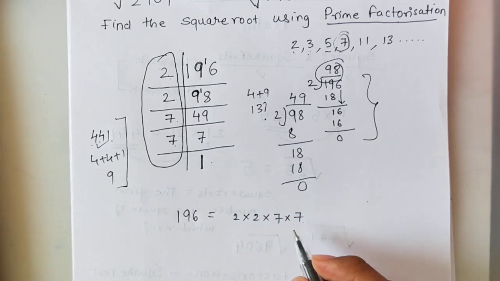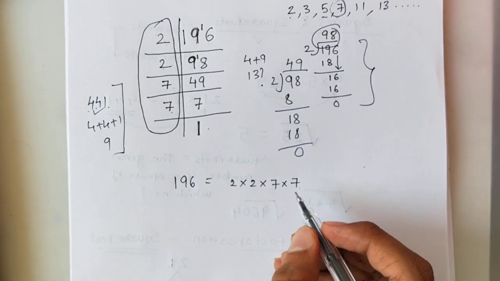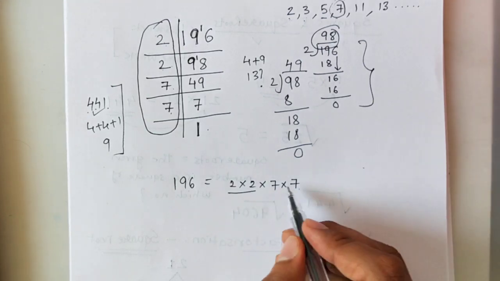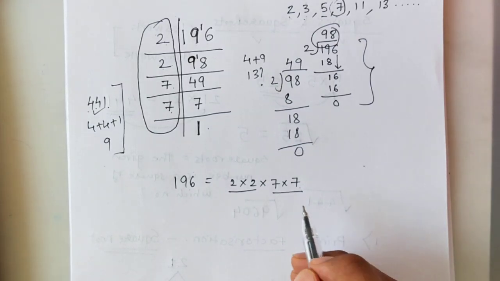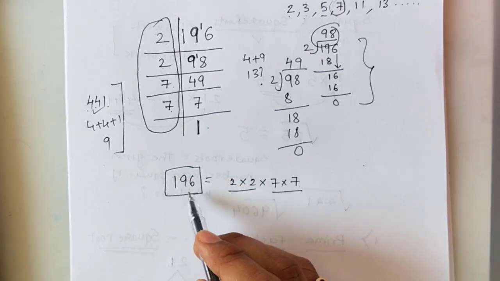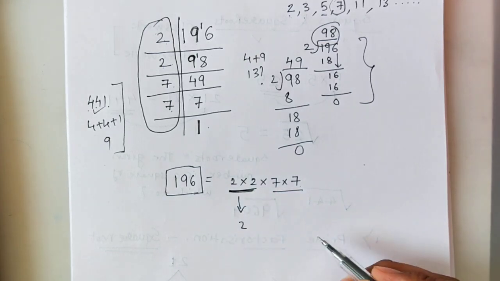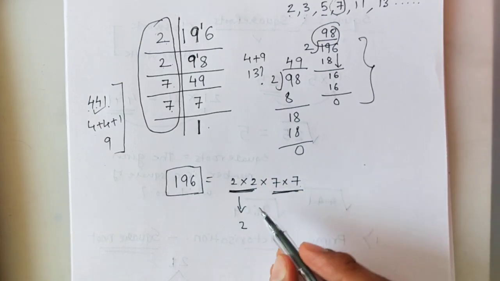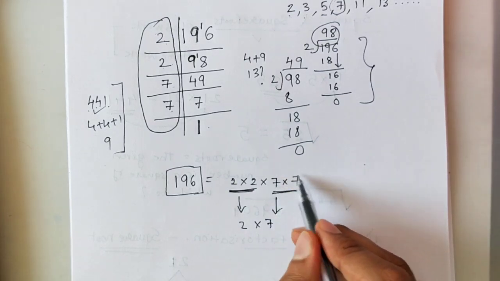Now we have to find the square root. So what we do is we take pairs of two numbers. Here there is 2 and another 2, so there is a pair of 2. Here there is 7 and 7, so there is a pair of 7. For this pair of 2, I'll take one 2 down. Whenever you get a pair, only take one number down. Then for the pair of 7, I'll take one 7 down.